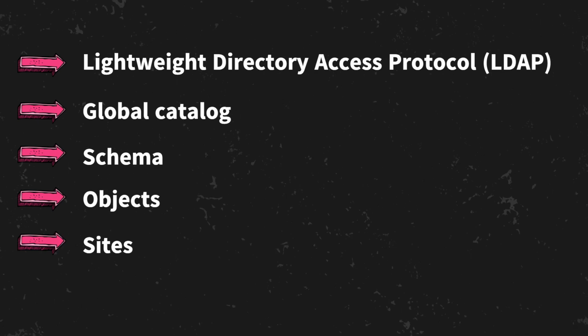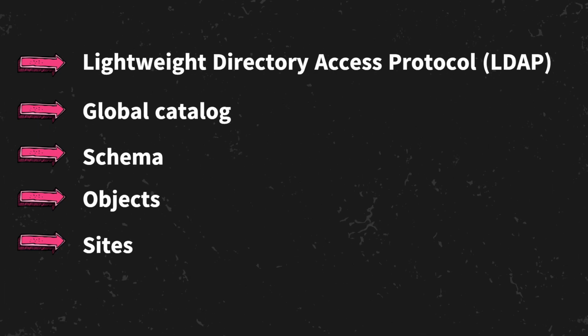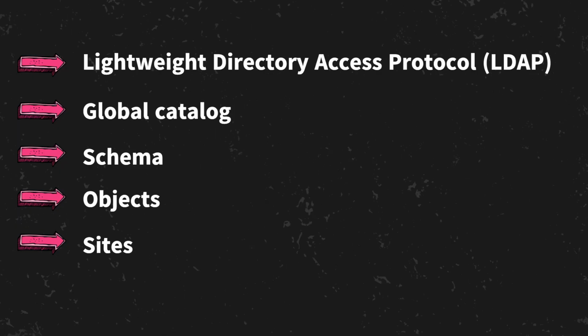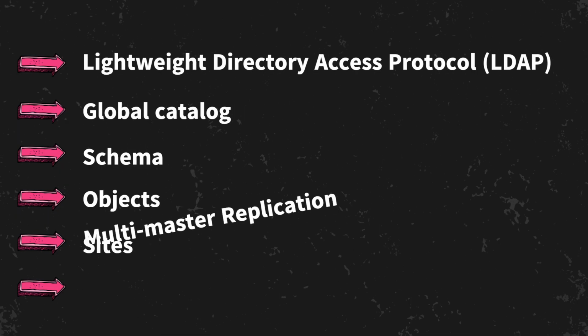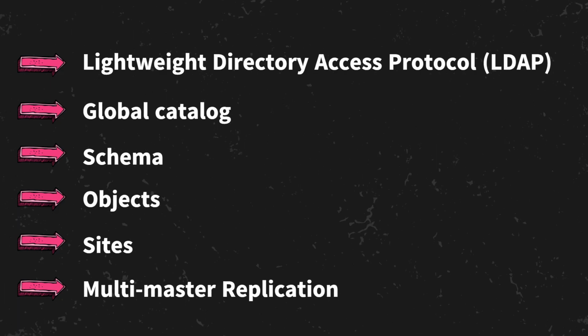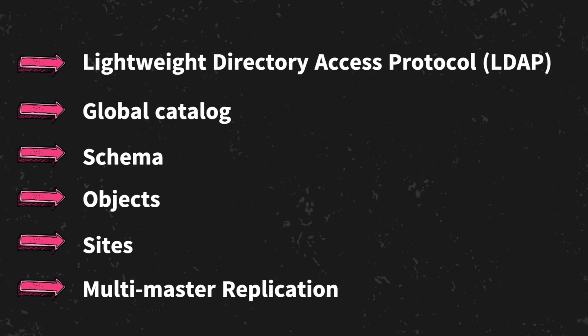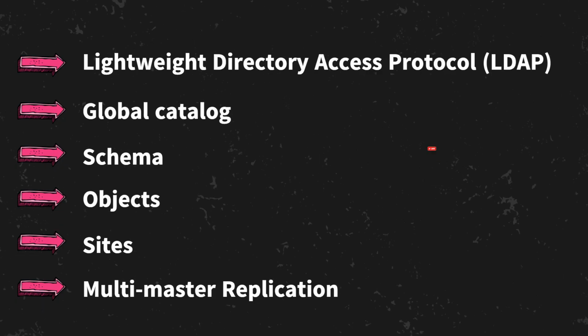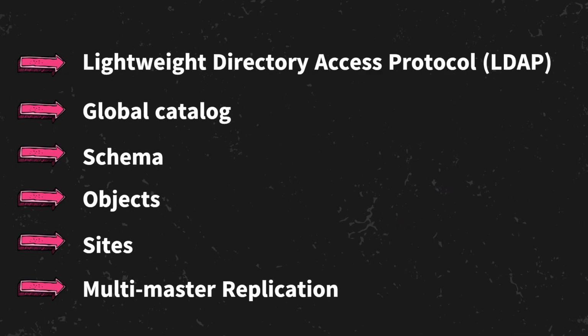Sites represent the physical networks in use and the connections between them, and they can be used to help manage and control different types of network traffic within the Active Directory. And multi-master replication is the fact that any change can be made on any domain controller and it will replicate to all other domain controllers. In other words, there is no single domain controller that is any different from any other, which, in fact, was the case many years ago, back in the days of Windows NT.